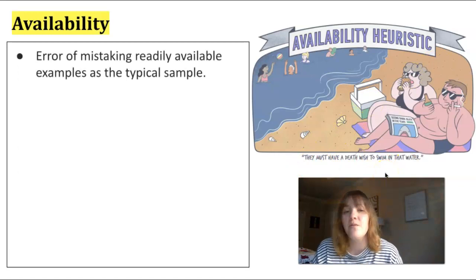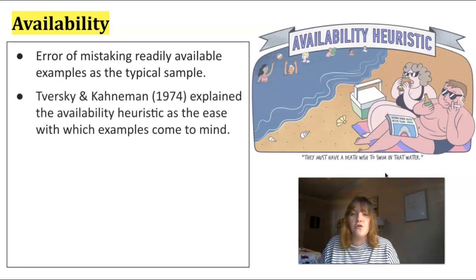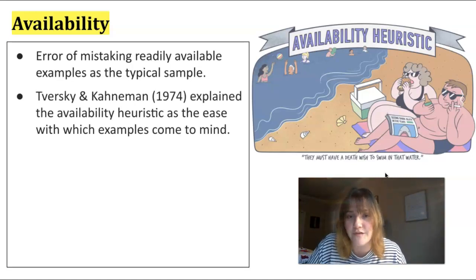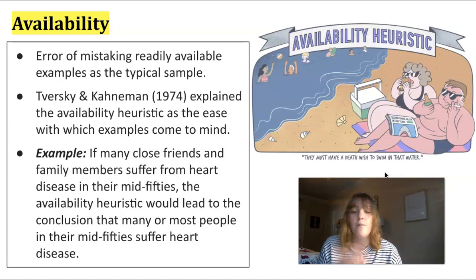So the availability heuristic is basically the error of mistaking readily available examples as the typical sample. So basically mistaking readily available news as what the world is really like. Tversky and Kahneman explain the availability heuristic as the ease with which examples come to mind. Here's an example. If you have a lot of close friends and family members that suffer from heart disease in their mid-50s, then the availability heuristic would lead you to the conclusion that many or most people suffer from heart disease in their mid-50s.